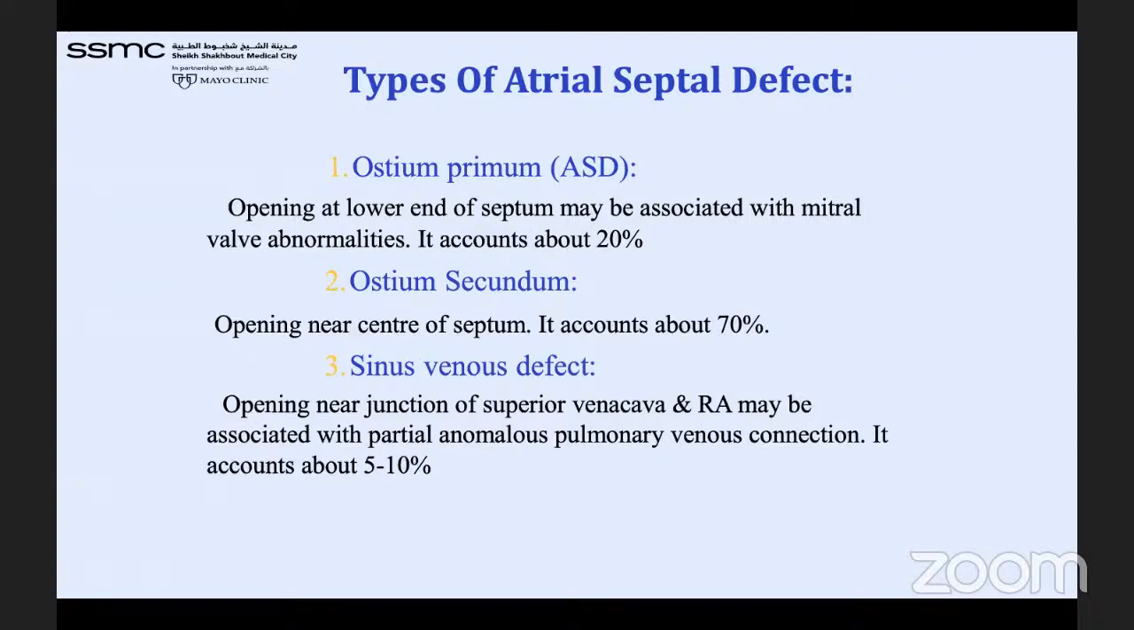And sinus venosus defect is opening near the junction of the superior vena cava and the right atrium, may be associated with partial anomalous pulmonary venous connection. It accounts for about 5 to 10%. So the most common one is the ostium secundum.